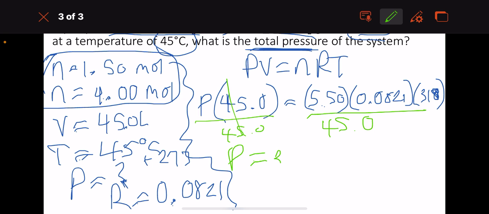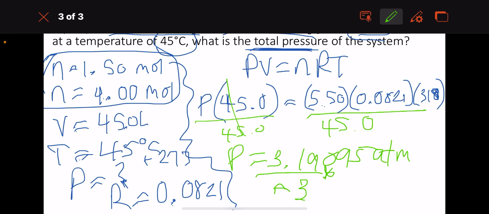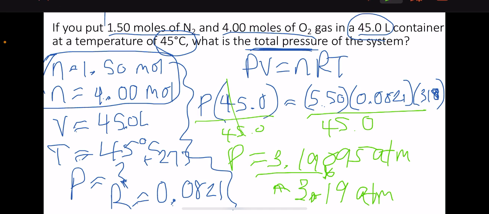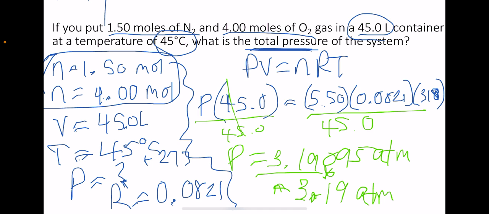So the answer is 3.19095 atmospheres. However, we are limited by 3 sig figs. Well, actually, technically 2 because of the 45 degrees Celsius. But let's go ahead and base it off of 3. So we have to round down to 3.19. And that would be in atmospheres. So that is really all you have to do to solve these problems. And just be really careful that you're watching units. And that if it's a problem like this, you do have to add these moles together.